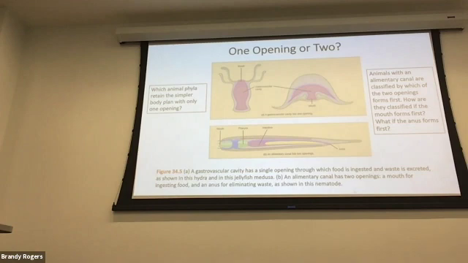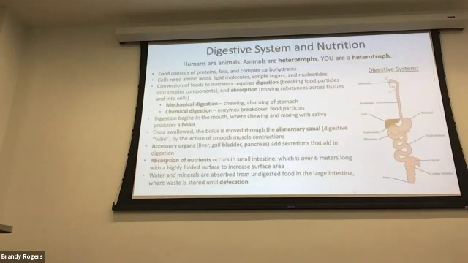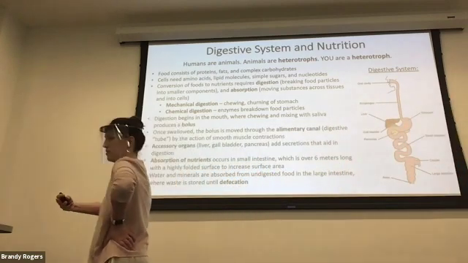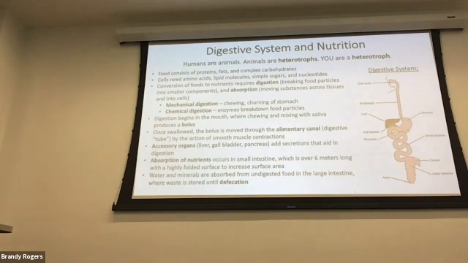Okay, one opening or two, exciting stuff. All right, let's look at the actual digestive system. So in this case, we're talking more about humans. Okay, on the next slide, we'll look a little bit more at specialization in other animals. But let's talk about how we work first, because humans are animals. Yes? Animals are heterotrophs, which makes you a heterotroph. What is a heterotroph? Remind me.